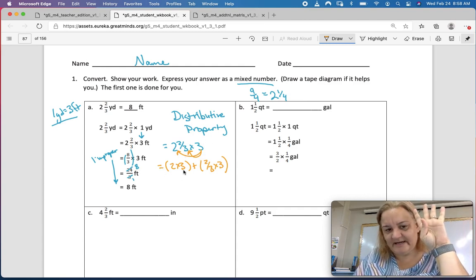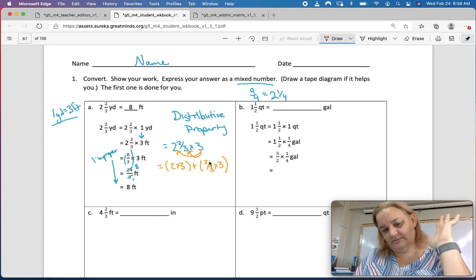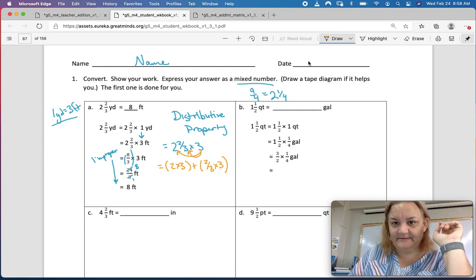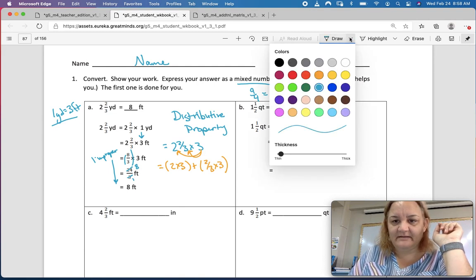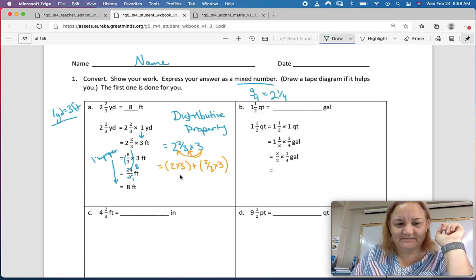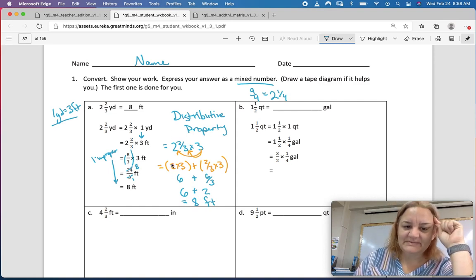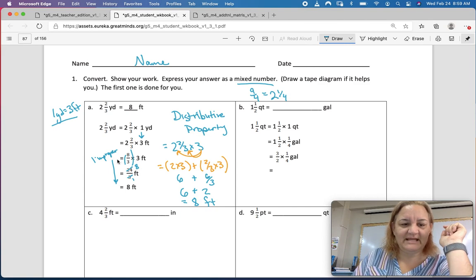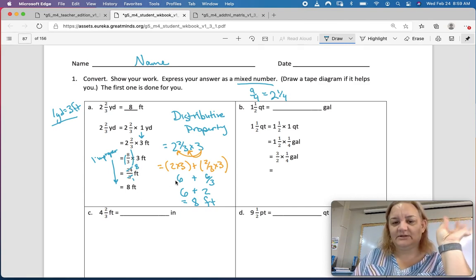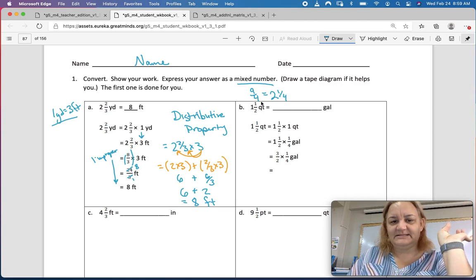And that's just called the distributive property. Some kids like this better. Some kids like this better. It's up to you, okay? As long as you show your work, it's fine. So now that I've changed my problem, I can just say 2 times 3 is 6, plus 2/3 times 3 would be 6/3, right? And 6/3 is the same as 2, which would equal 8 feet, right? So if you like this way better, cool. If you want to keep your improper fractions, that's fine too, as long as you show your work, okay? Let's do the second one.